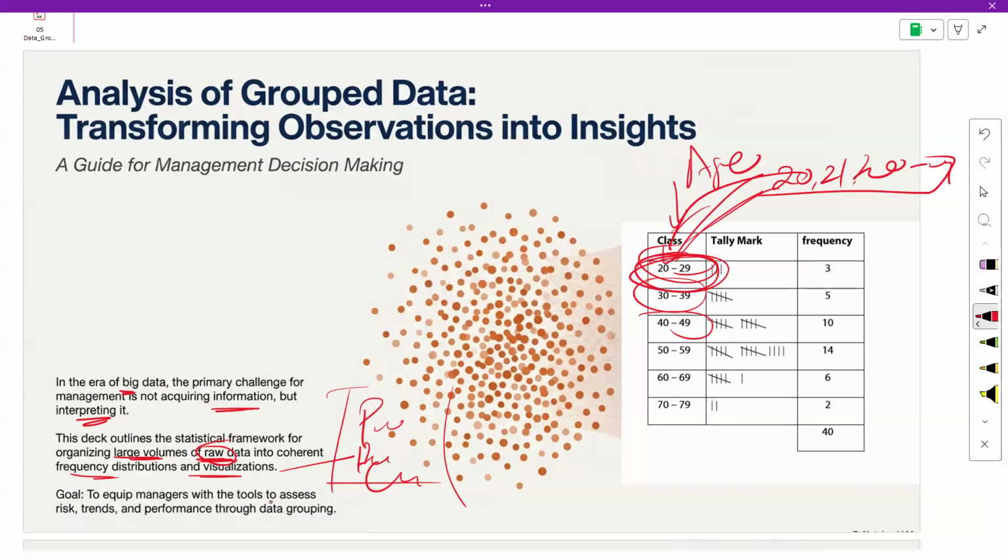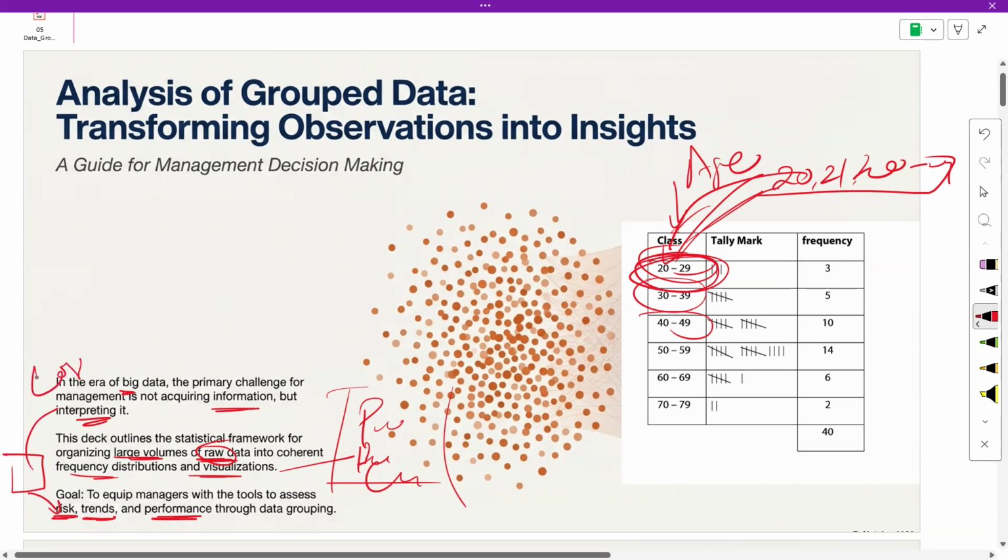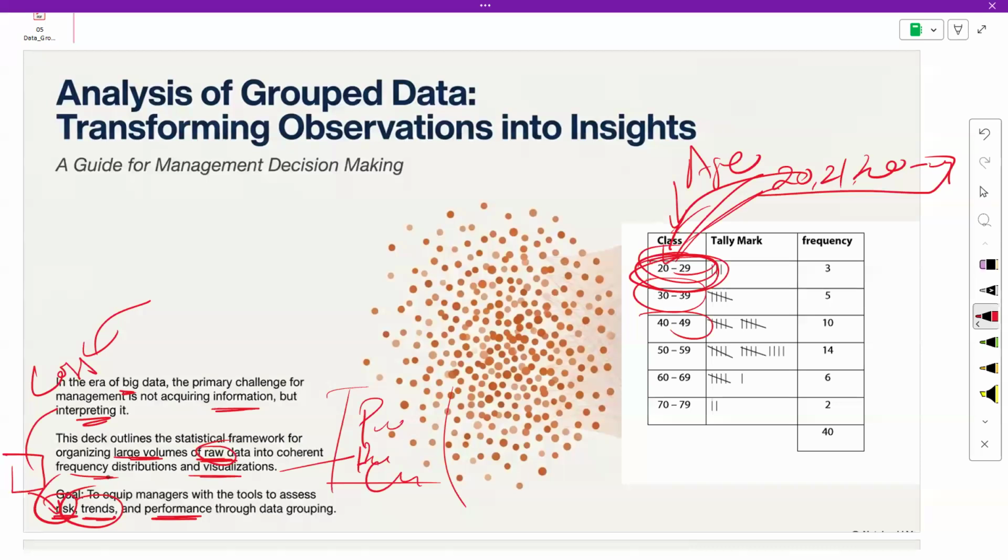To equip managers with the tools to assess risk, trends, and performance. Risk means when they make investments, sometimes the investment may face losses. How to make some mitigations to reduce such losses, that is called risk management. And trend: marketing managers may want to focus on the sales trend, demand trend, pricing trend. Those are the kinds of things managers need, so grouping data may help them find the appropriate trends. And divisional performance or employee performance or particular product performance has to be measured. For those instances, data grouping may help them.